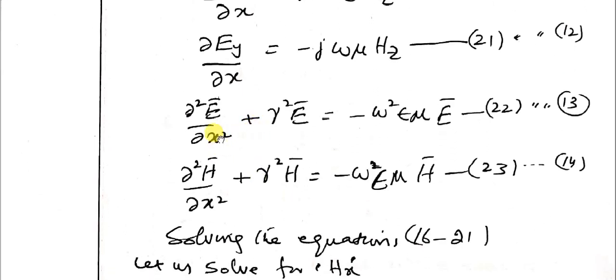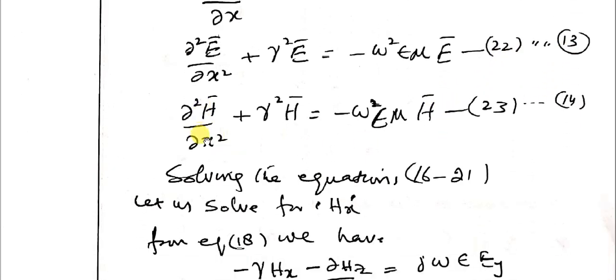And delta squared E by delta x squared plus gamma squared E is equal to minus omega squared epsilon mu E. That is obtained from equation number 13 as equation number 22. And delta squared H by delta x squared plus gamma squared H is equal to minus omega squared epsilon mu H, which is equation number 23, from equation number 14.